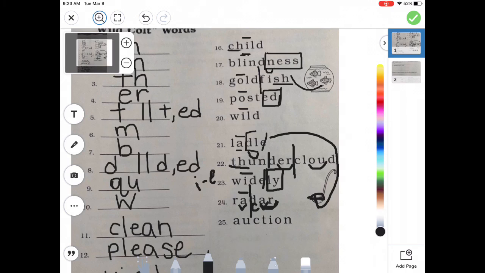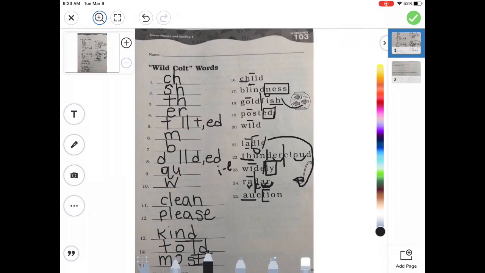Ooh, it's got final syllable, T-I-O-N, very good. So I know that's going to say shun. And then in the first part of the word, I just have that A-U, so auction. Auction. Very good.